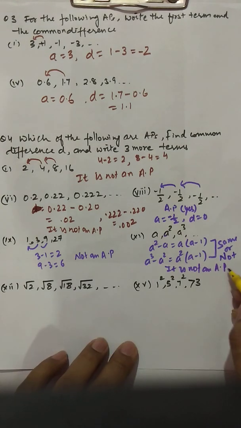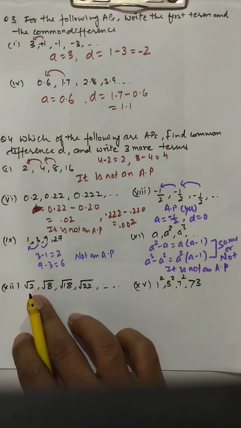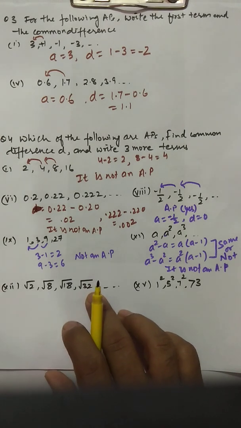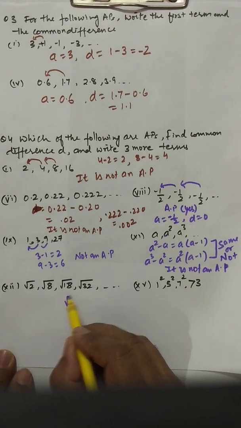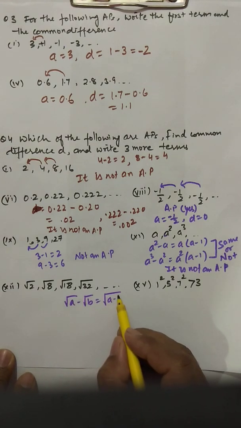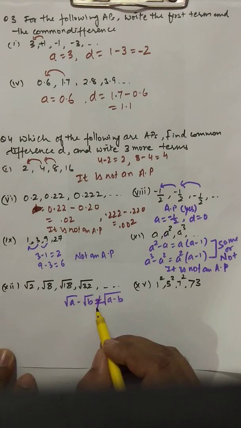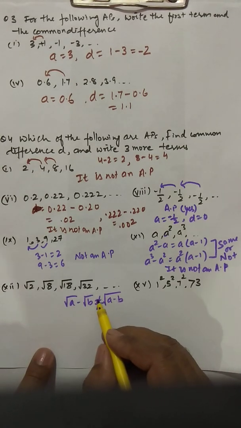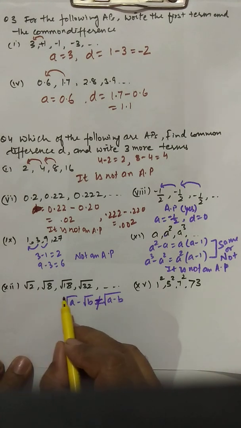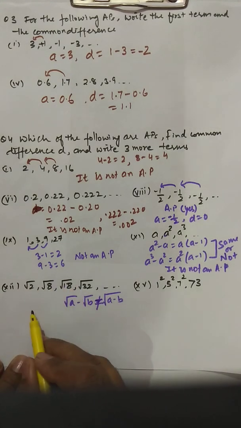So you may see some more examples. This is your root 2, root 8, root 18, root 32. First of all, do not make that mistake that root A minus root B is equal to root of A minus B. This is not any rule. So this is not true, so you cannot apply this rule. So root 8 minus root 2, if you do directly, then you will not get root 6. So you have to think a little bit more in a constructive way.